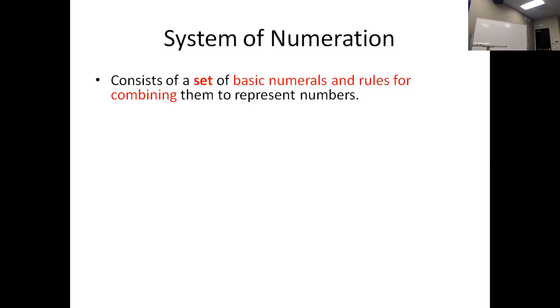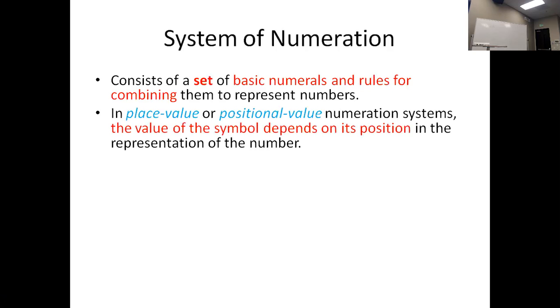When we talk about a system of numeration, we are talking about a set of basic numerals and rules for combining them to represent numbers. We have 0, 1, 2, 3, 4, 5, 6, 7, 8, 9. These are the basic digits that we use, and we have rules: 1 plus 2 is 3, 3 plus 5 is 8. That's our system of numeration.